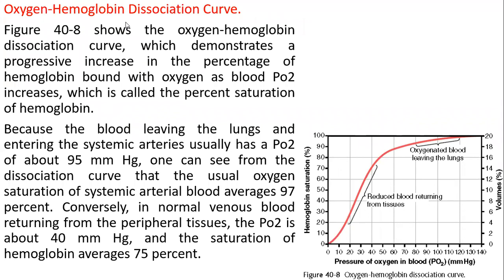The oxygen-hemoglobin dissociation curve. Look here: this is the oxygen partial pressure and this is the hemoglobin saturation. It demonstrates the progressive increase in the percentage of hemoglobin bound with oxygen as the partial pressure increases; this is the percent saturation of hemoglobin. We see that the more the partial pressure increases, the more the percentage of saturation increases. Because the blood leaving the lungs and entering the systemic circulation usually has a high PO2 of 95 mmHg, we can see from the dissociation curve the usual oxygen saturation.